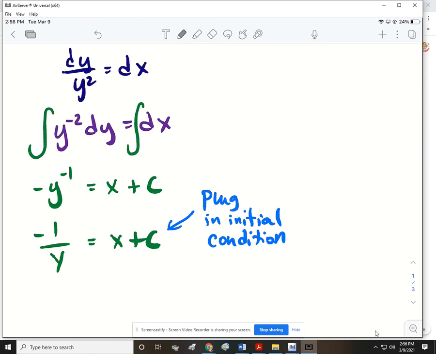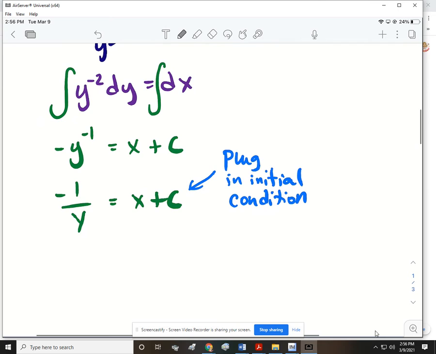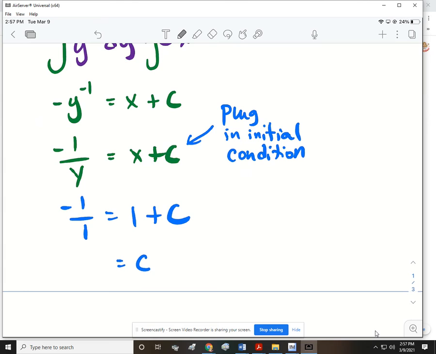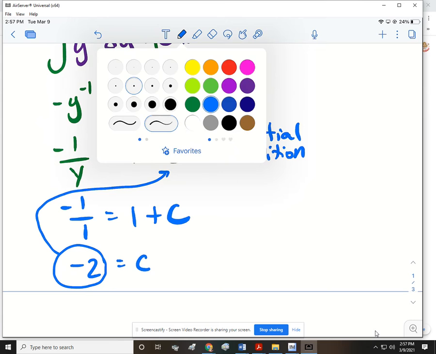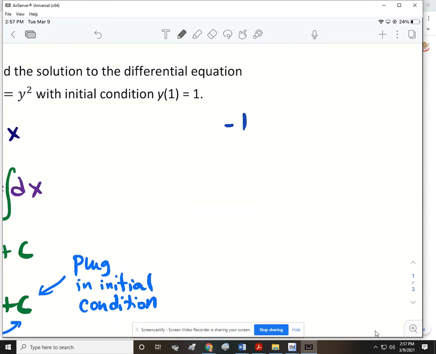And then we're ready to plug in the initial condition, which is when x is 1, y is 1. So we're going to end up with c is equal to negative 2. So we'll just take that negative 2 and plug it in right there. So negative 1 over y should be equal to x minus 2.